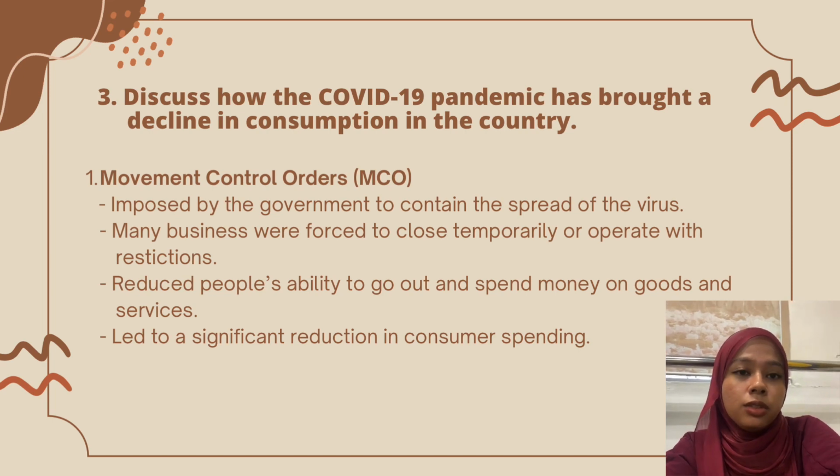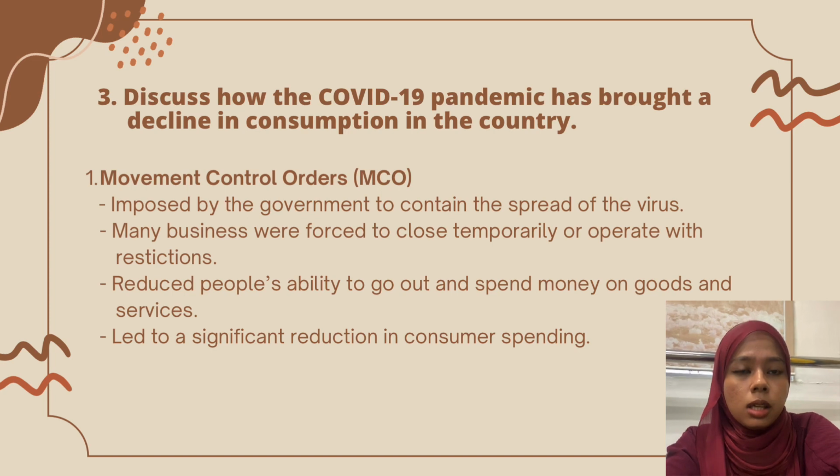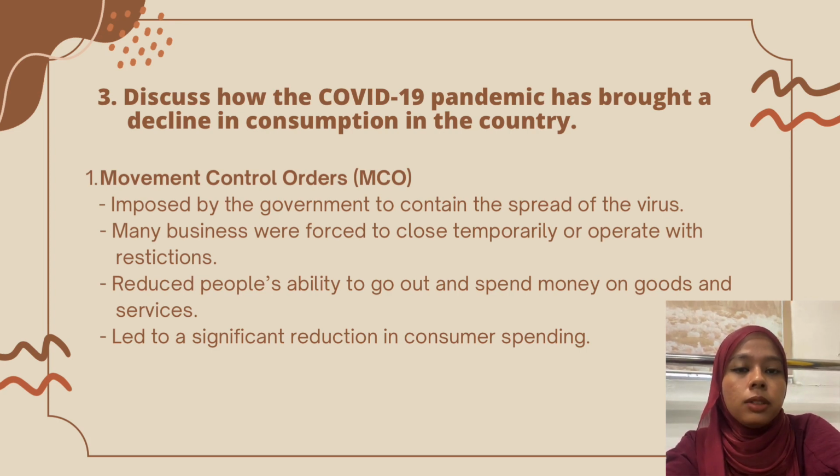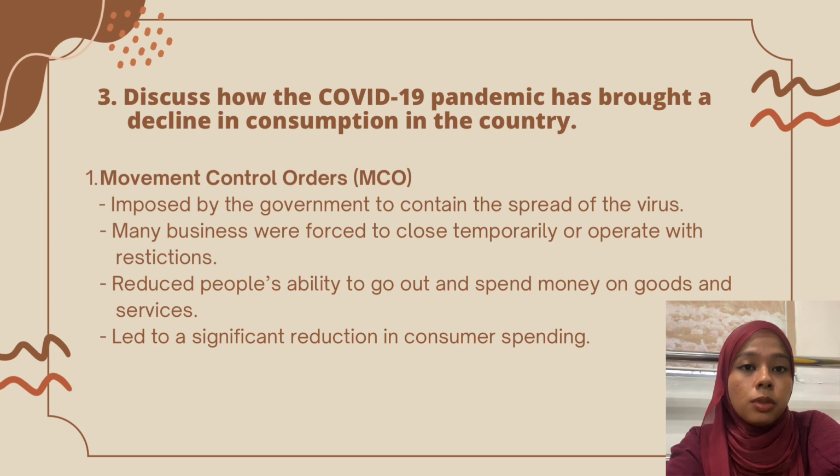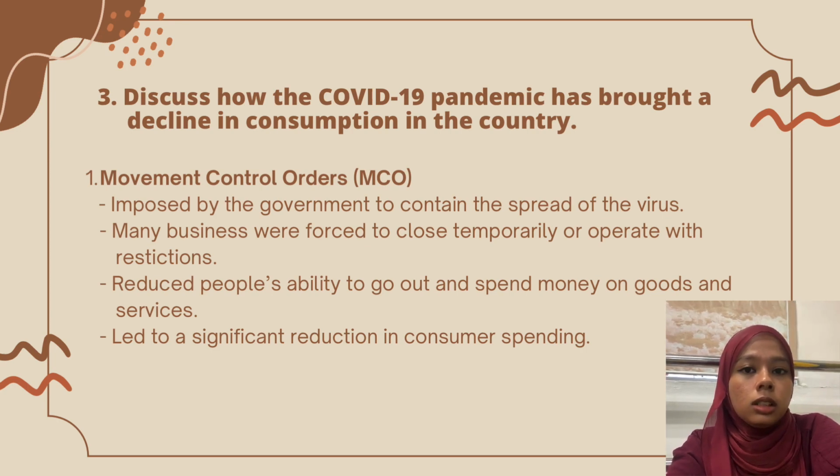So let's move on to the last question. How has the COVID-19 pandemic brought a decline in consumption in Malaysia? The first one is the Movement Control Order, MCO. It was imposed by the government to avoid the spread of the virus. Many businesses were forced to temporarily close or operate with restrictions. These restrictions reduced people's ability to go out and spend money on goods and services. This led to a significant reduction in consumer spending.